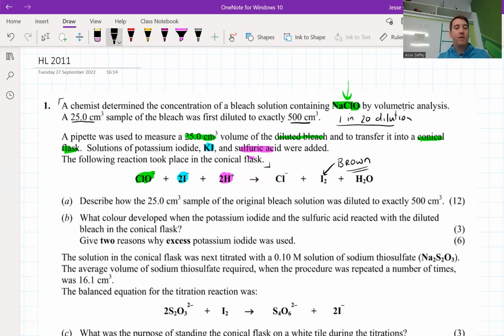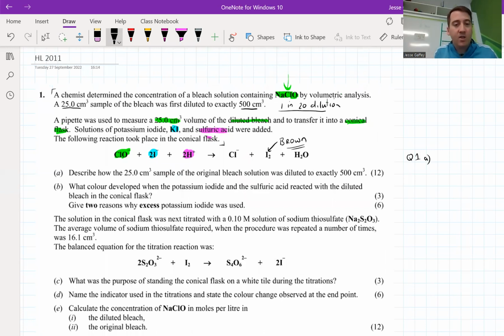All right, so at this stage, we're going to jump into some of the questions. That's all we know for now, but we're going to do a few of the theory questions. We're going to do question 1, part A here. It says describe, and it's looking for 12 marks. So I'm thinking about what kind of detail I need here. Describe how the 25 centimeter cubed sample of the original bleach was diluted to exactly 500. Now think about the detail here. This is 12 marks, so we need at least 4 by 3 scoring points. My suggestion here is to have at least 4 to 6 bullet points if you can, being as detailed as you can, how you took 25 centimeters cubed, which you told us we measured out in a pipette, and then how do we dilute it to 500? So pause the video and do that now.